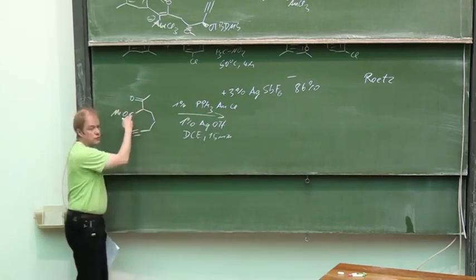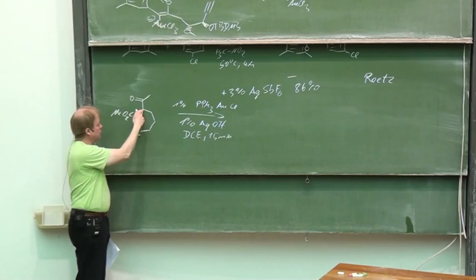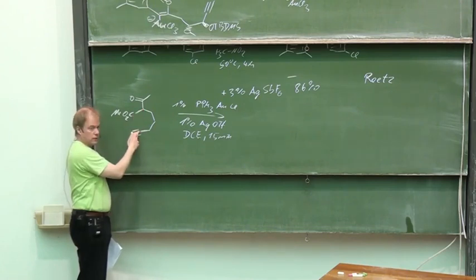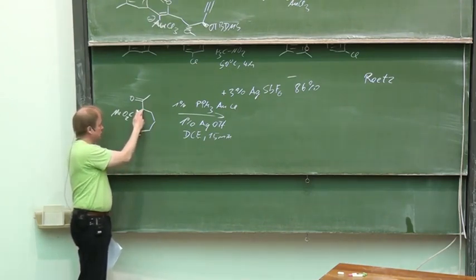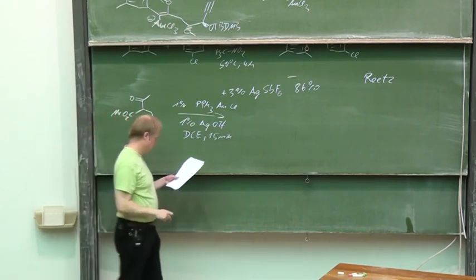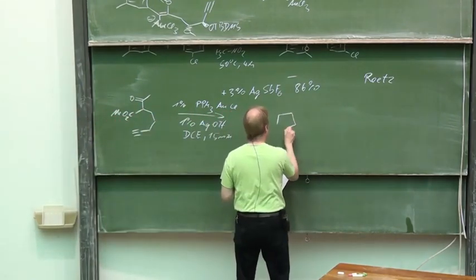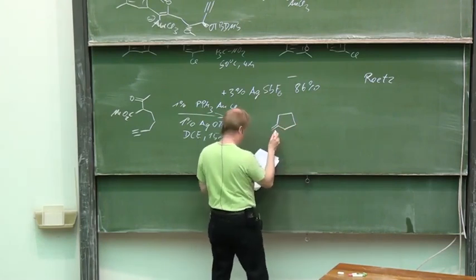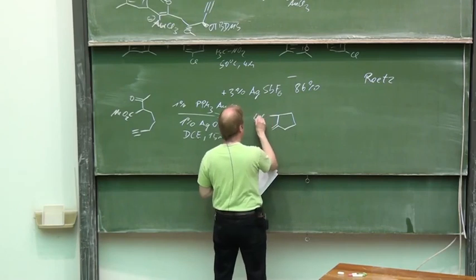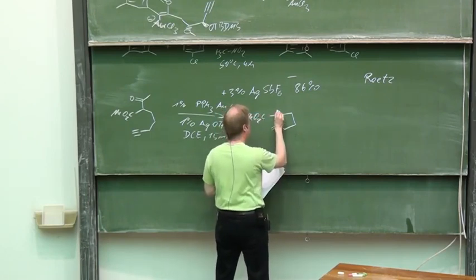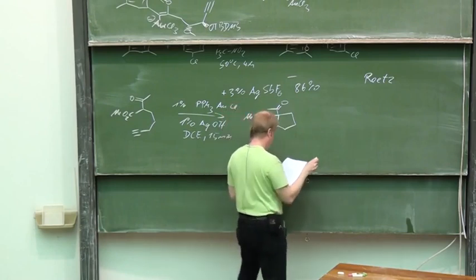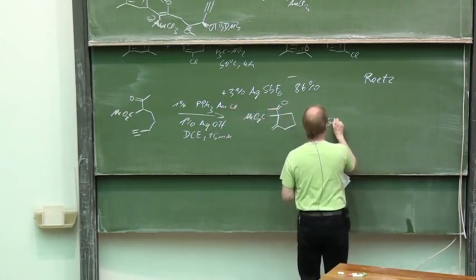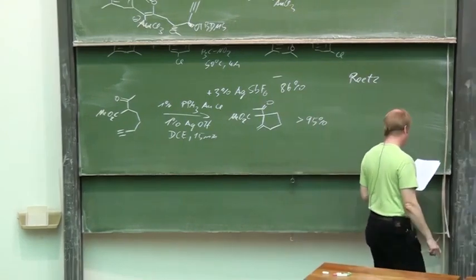Well, the enol is formed here, and the enol has then the nucleophilic carbon at this position. Well, always a Markovnikov type addition reaction. That means CC bond formation between this and that position. So a 5-membered carbocycle is formed. And better than 95% yield was isolated.